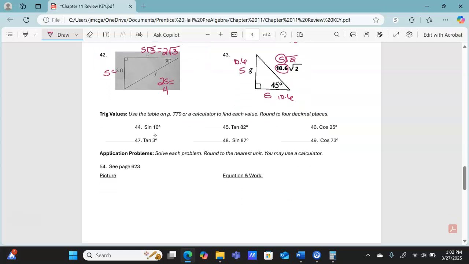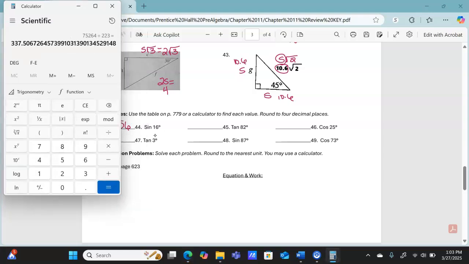And then here, you're using the table on page 779 or a calculator. The one advantage I would say to the table is that you don't have to think about the rounding because it is already rounded for you. You do have to make sure you're in the right column though. So the sine of 16 is 0.2756.